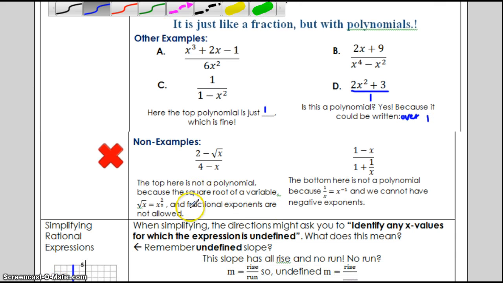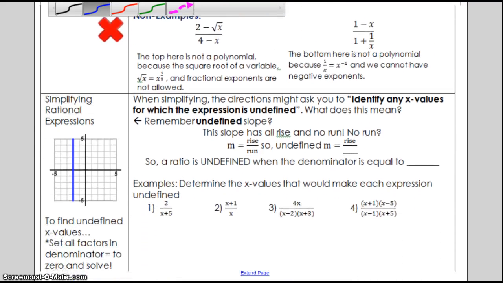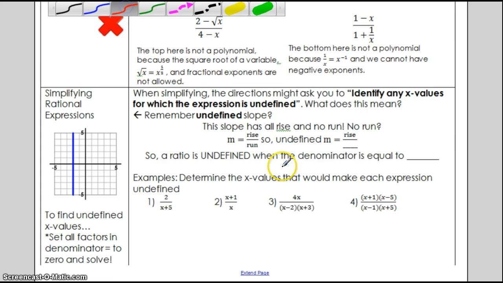But some non-examples as well would be anything that has a square root, because remember we're talking about rational. So the square root is irrational, which means we can't have any of those. We also cannot have, if we rewrote this, a negative exponent, and we can't have any negative exponents. So that would be another no-no. So let's talk about why we can't divide by 0. We know slope is rise over run. If we have something that's undefined, then that means we're trying to divide by nothing, which is no run, which is not possible. So a ratio is undefined when the denominator is equal to 0.